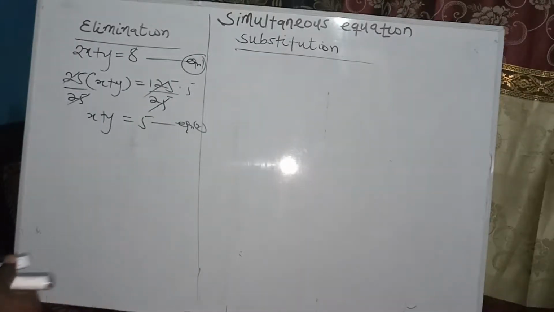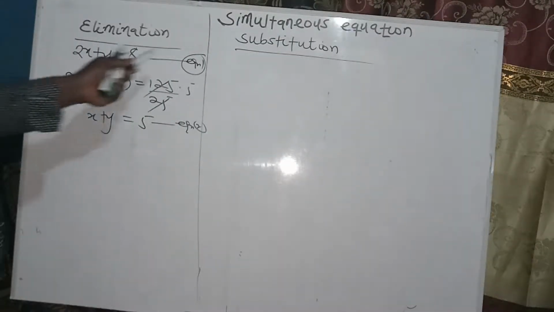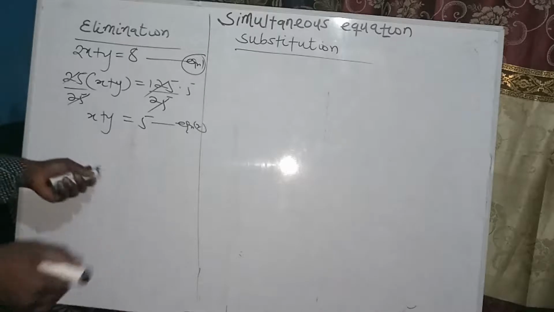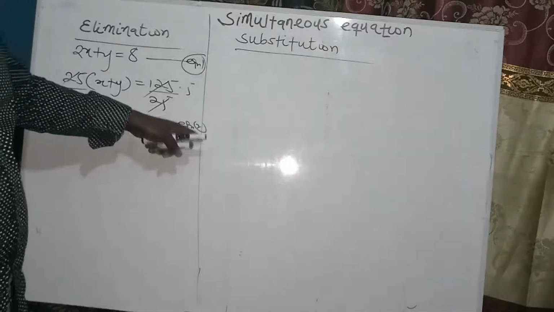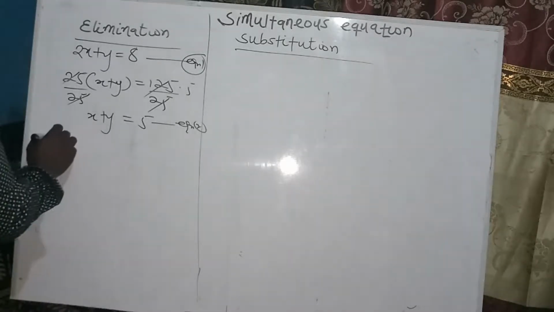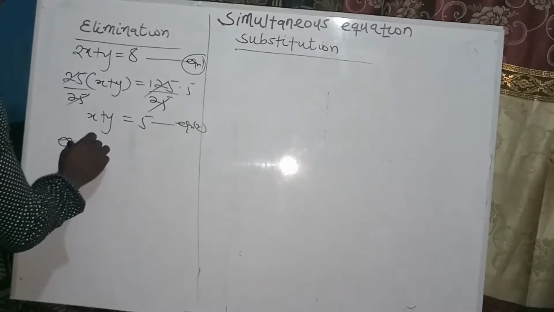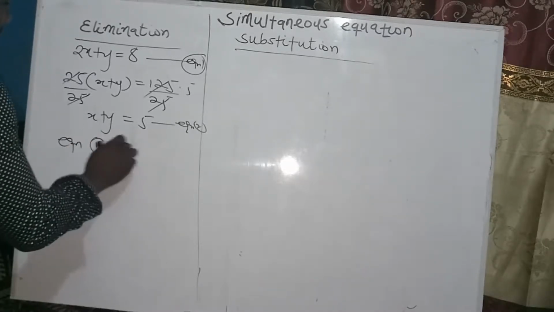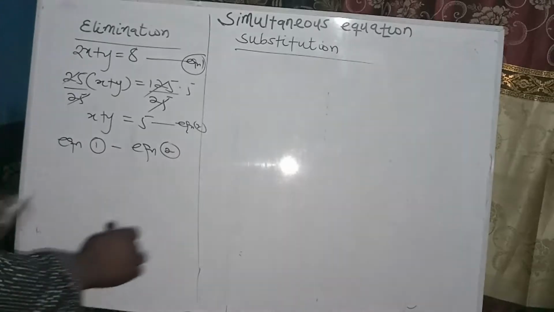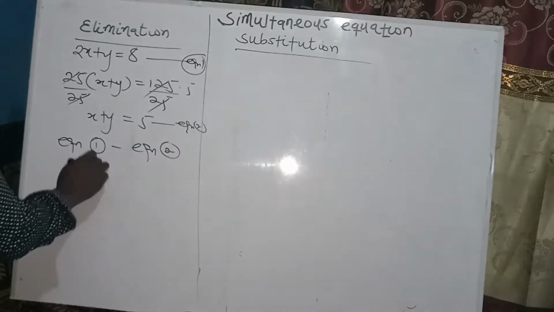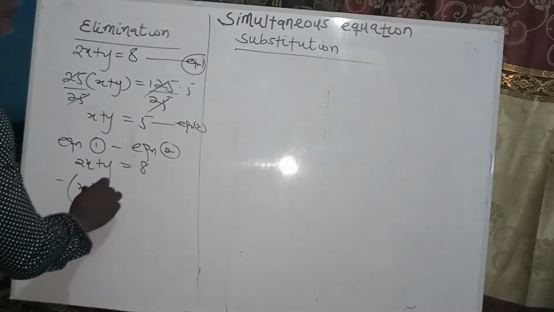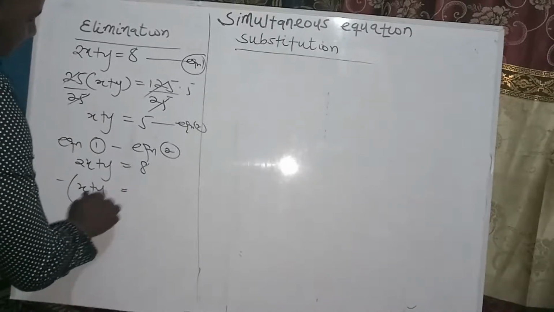So looking at the two equations, 2x plus y equals 8, then x plus y equals 5, what I'm going to do is take the simpler equation, which is equation 2, from equation 1. So at this point, I'll take equation 2 out of equation 1. So I have my 2x plus y equals 8, then minus my x plus y equals 5.